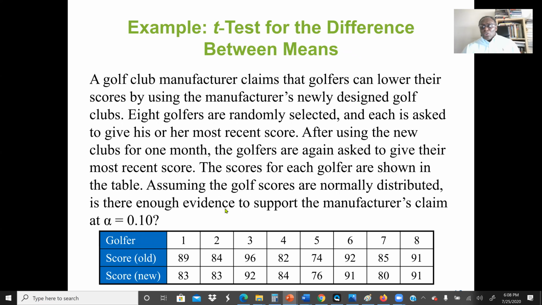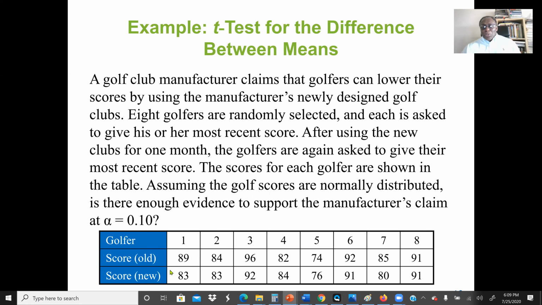I don't know much about golf, but in a golf game, when your score is lower, that means you are winning. If you score high, you are doing badly. So this is the data we're going to follow. You can see that this is dependent because we use the same golf club. After using the new club for 1 month, the golfers again give their most recent score. So the same golf club is used twice, with the second score after 1 month.